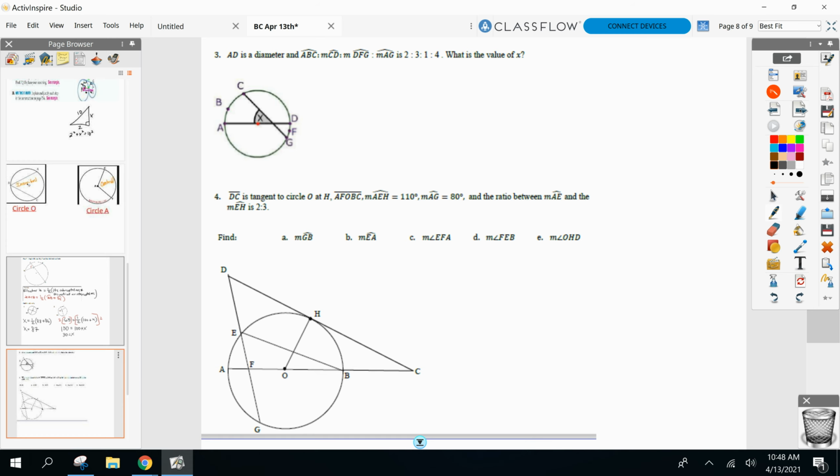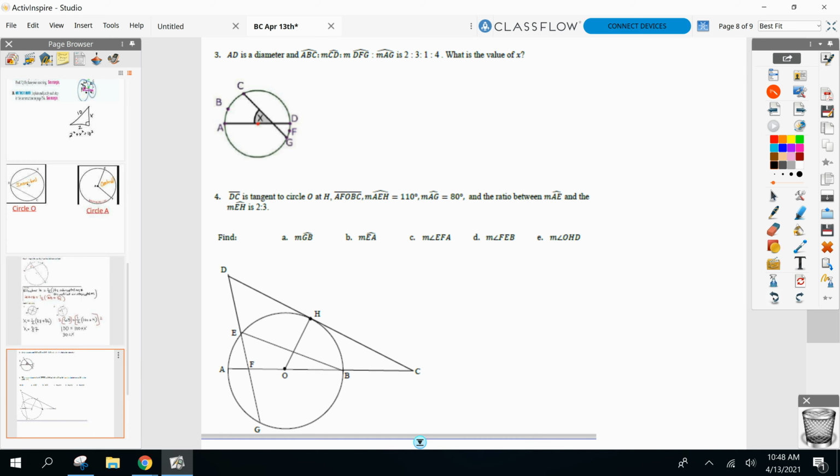AD is a diameter, got it. Numbers in a ratio, arcs in a ratio. What's the value of angle x? Hey guys, what have we been doing all year when I have numbers in a ratio so I can write equations? Because I can't do anything with the numbers by themselves. What have we been putting with those numbers? X's. In this case, I'm going to use a different variable, because if I put x with them, it seems like it's going to be equal to that x, which it's not. So I'm just going to use y's instead.